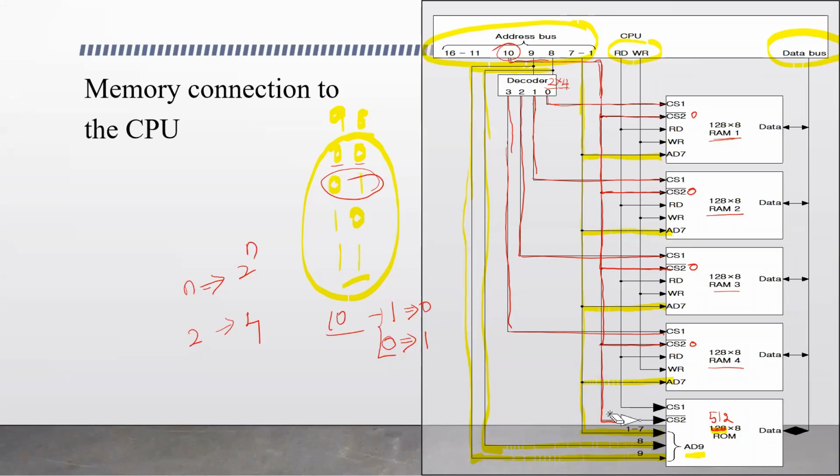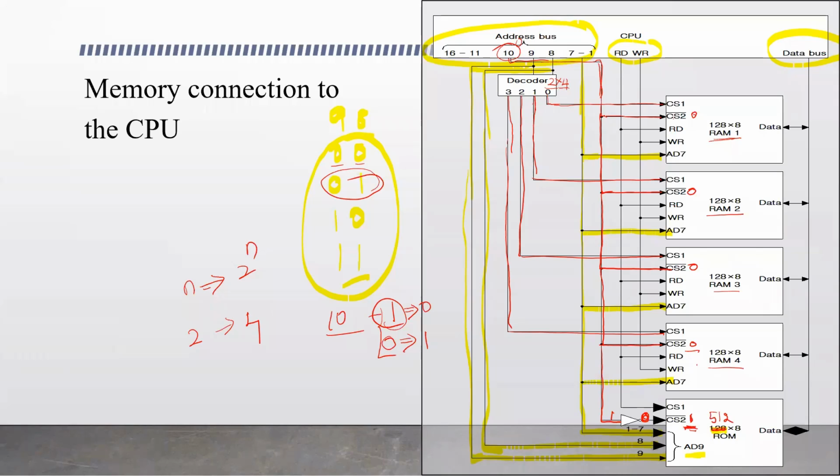It is 1, then complemented here 0, and when complemented here the input is 1, when complemented 0, and again CS2 bar. Okay, so what will be the value here? 1. Okay, so we say that when the bit 10 is 1, when CS2 is 1, ROM is selected. When CS2 is 0, RAM is selected.